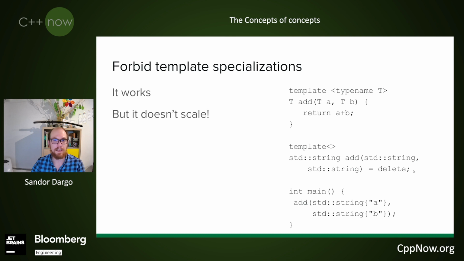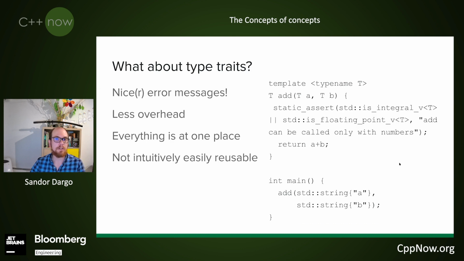Well, this doesn't scale. There is a better solution. We could use type traits and then static assert, and we also get hopefully nicer error messages. I say hopefully because with static assert it's you who defines these error messages. You have a bit less overhead than before, and everything will be at one place.